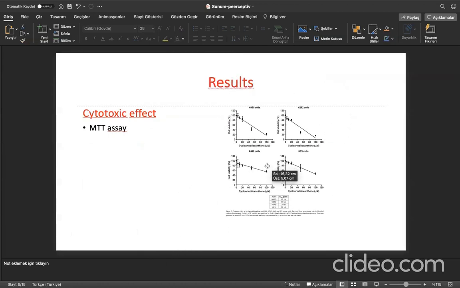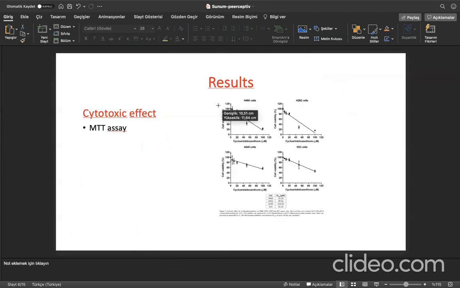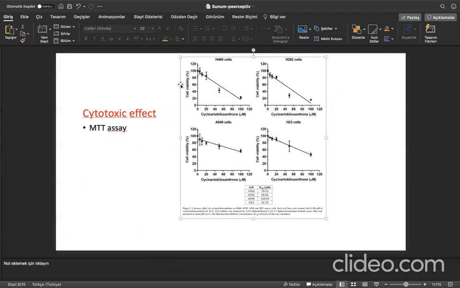So to measure the cytotoxic effect, MTT assays were done. As you can see, for all 4 cell lines, as the concentration of the compound increased, the cell viability decreased. For example, in this line, it reduced it to 20%. In that, it's almost 0. In this cell line, it is 60%, and this, it is approximately 50%.